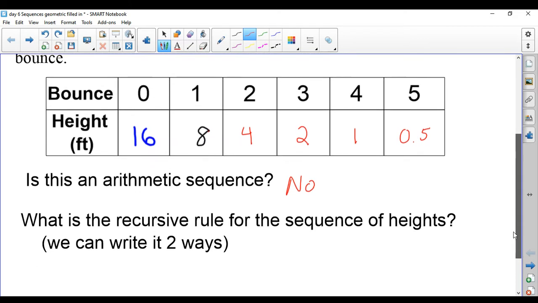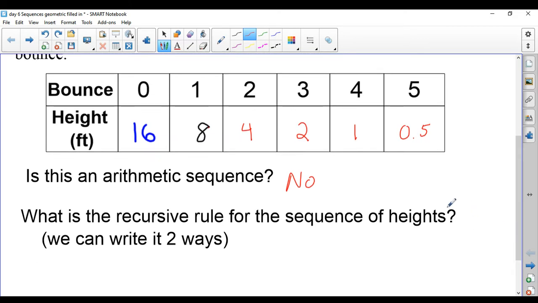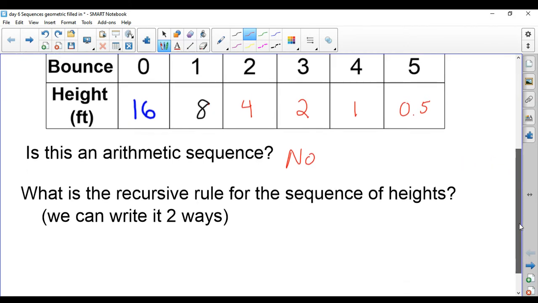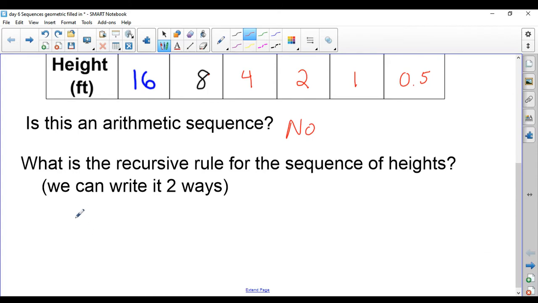We can write a recursive rule for this, and we kind of said it in the problem. We said that each time it goes half as high. So what are we going to do? There's 2 ways we can write this. We can say that you multiply the previous value by 1/2. Which is the way that when we get to our formulas, we're going to want to think about this.